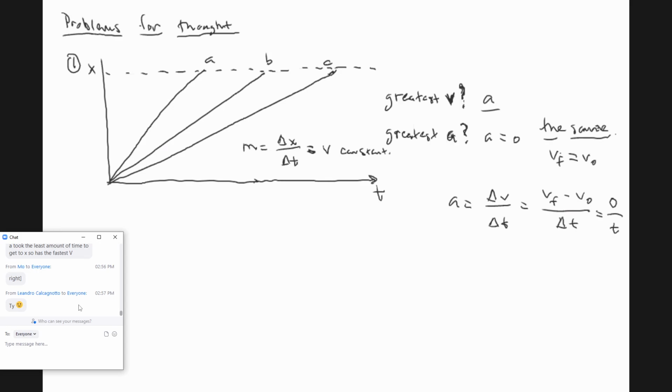Cool. Any questions on this? This is just getting you guys thinking and warming your brain up again about position versus time, velocity versus time, acceleration versus time.